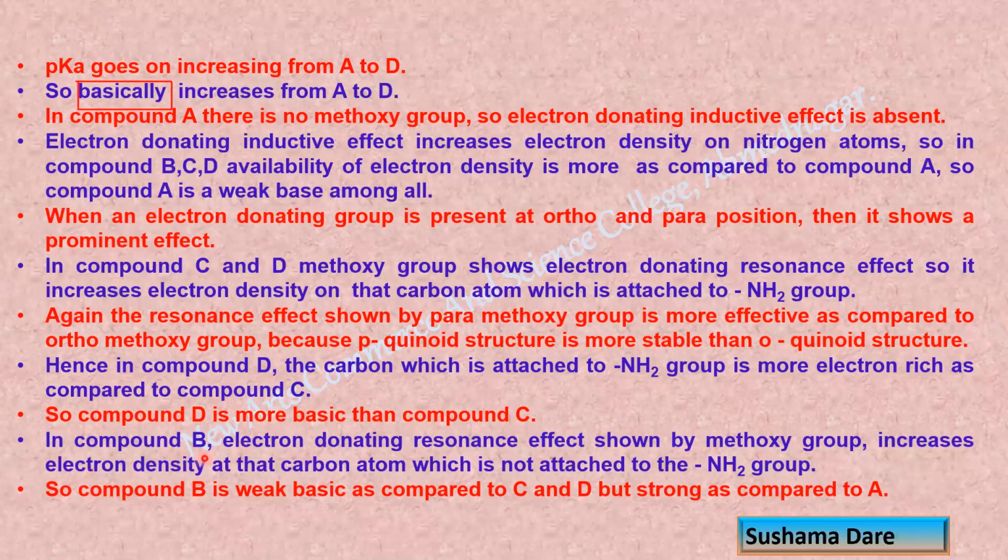While in compound B, the electron donating resonance effect shown by the methoxy group increases electron density at that carbon atom which is not attached to the NH2 group. So, compound B is less basic as compared to C and D, but stronger as compared to A.